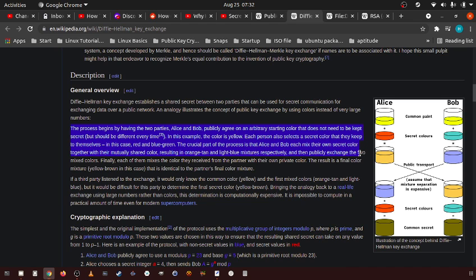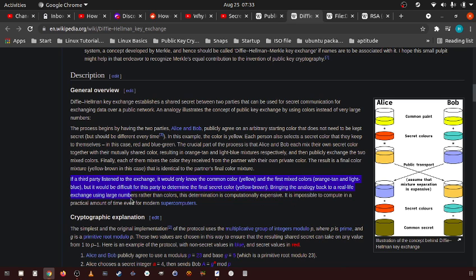Then they publicly exchange the two mixed colors, and finally each of them mixes the colors they receive from their partner with their own private color. The result is a final color mixture, yellow-brown in this case, that is identical to the partner's final color mixture. If a third party listened to this exchange, it would only know the common color yellow, and the first mixed colors, orange-tan and light blue, but it would be difficult for this party to determine the final secret color, yellow-brown. Bringing this analogy back to real life exchange using large numbers rather than color, this determination is computationally expensive.